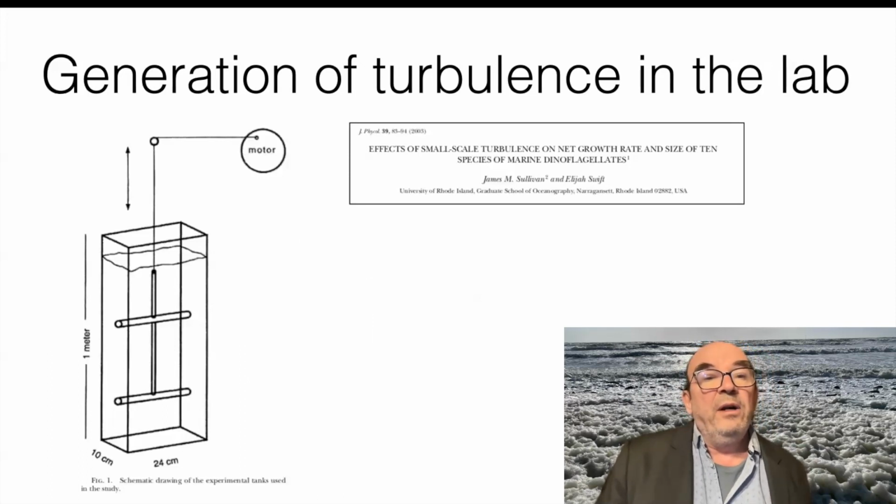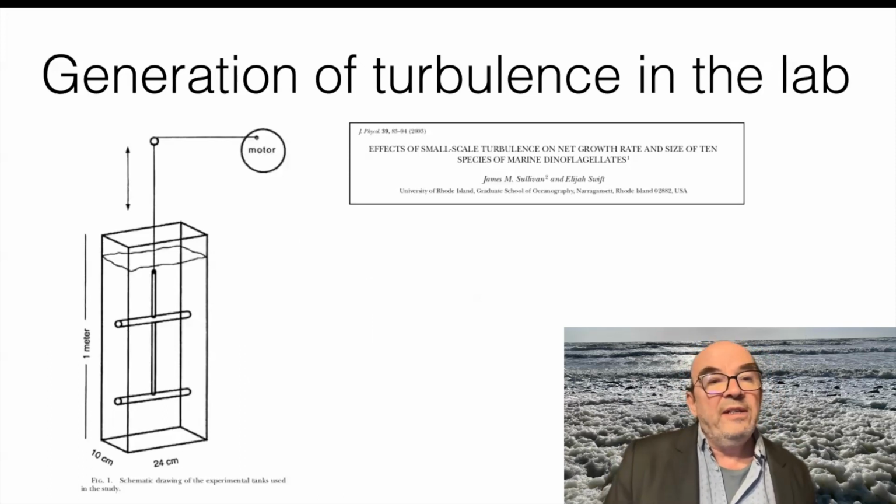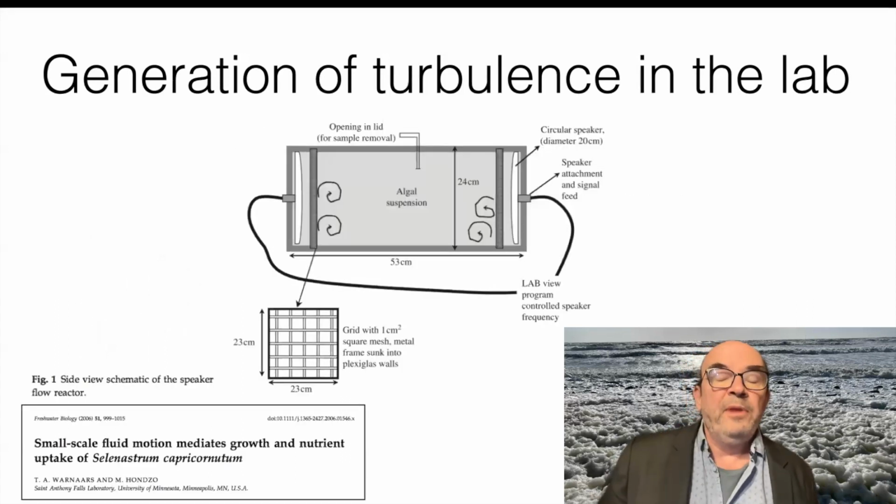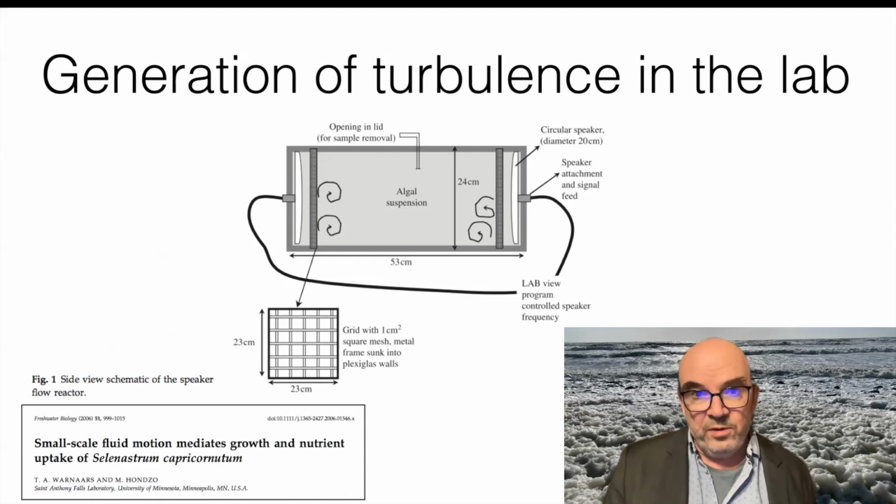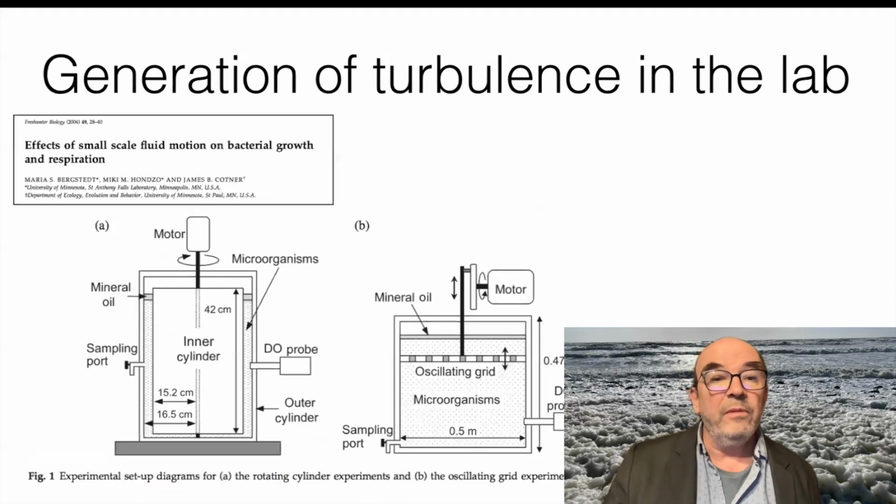We have other ways to generate turbulence. We have here a motor which has a rotation, and then it's generating an oscillating system in the tank in order to generate turbulence. Then in the system here, the turbulence is produced by using speakers, and the noise in the speaker is generating, in fact, the turbulence. In this system here, we can see that we have a cylinder, we have a motor, and then microorganisms are put between the two cylinders.